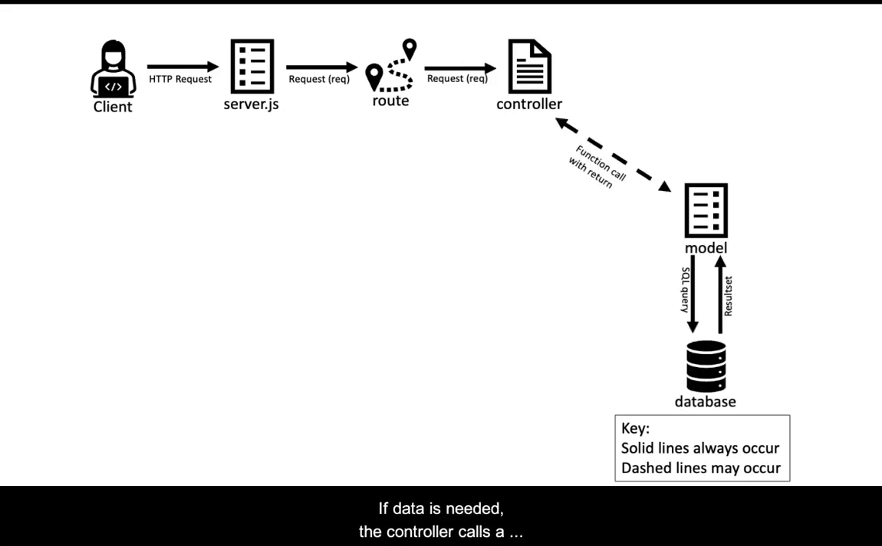If data is needed, the controller calls a model-based function, which triggers a query to the database. The database returns a result set to the model, which returns it to the controller.